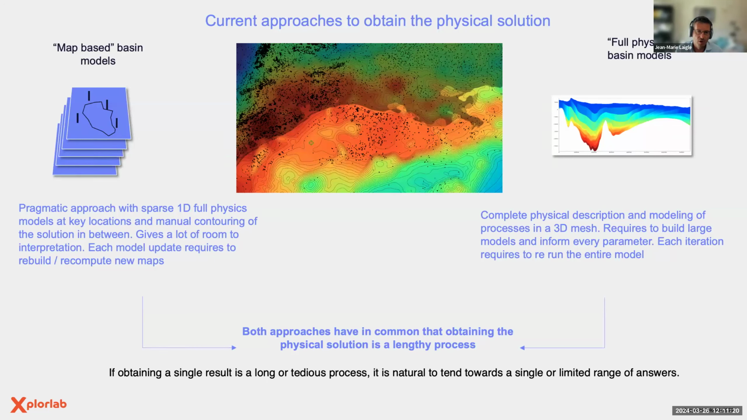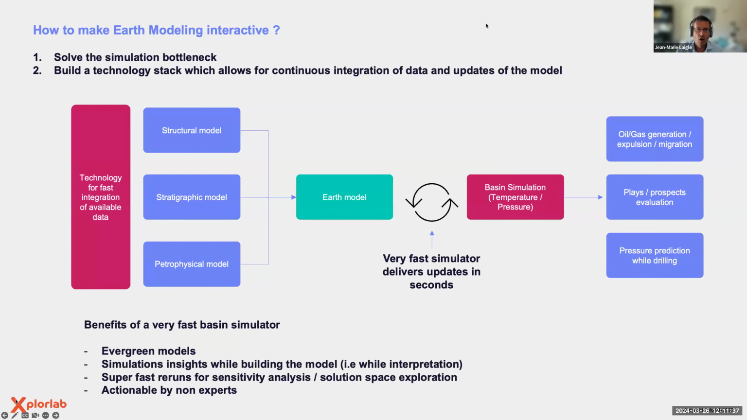The map-based approach is more nimble, more flexible, but there is a lot of manual effort involved in order to obtain a solution. So both approaches have in common that obtaining the physical solution is actually a lengthy process. So how to make it more interactive? We believe that if we are able to solve the simulation bottleneck, we are going to unlock a lot of new workflows and possibilities.